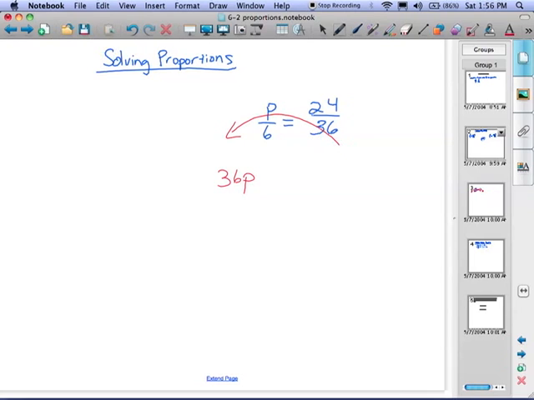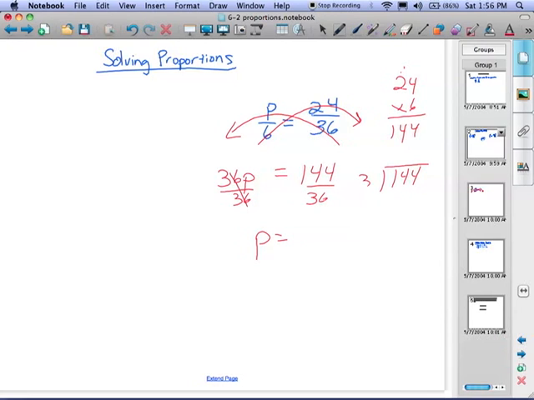Going from the right denominator to the left numerator, 36 times p is 36p. And 24 times 6 is 144. So I have 36 times p equals 144. It's now an equation, so we have to solve this equation. It's multiplication. Solve by dividing both sides by 36. Because we're not dealing with decimals, you cannot use a calculator.